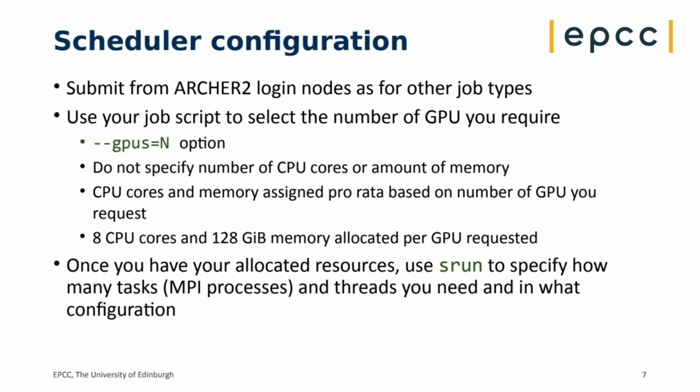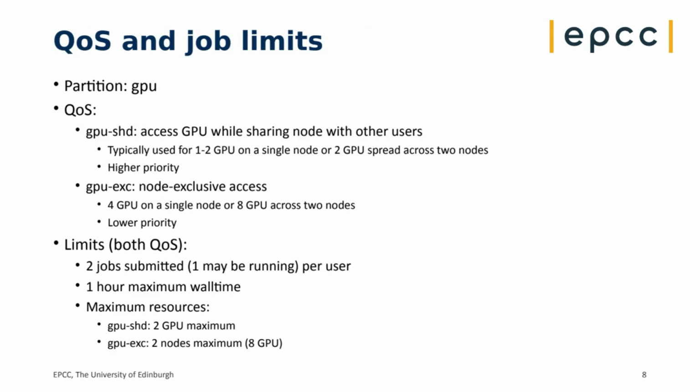Once you've got your allocated resources, you then use srun to specify how many tasks, MPI processing tasks in Slurm speak, which is MPI processes usually, and threads you want and in what configuration. If you try to request specific numbers of CPU processes, tasks, and threads and those sorts of things in your job submission script and the sbatch options, then you'll get an error telling you not to do that and to only pick the number of GPUs. Okay. And you'll see this in a moment in the example job submission scripts.